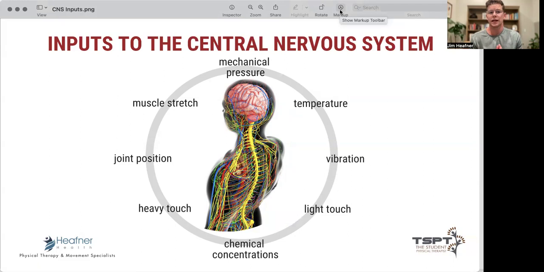So in this video, we're going to chat about different inputs to the central nervous system. Those inputs can be mechanical pressure, muscle stretch, joint position, heavy and light touch, chemical concentrations, vibration, temperature. All of those things are being processed peripherally via our afferent nervous system to then spit out a cortical-driven efferent response. Now, some of that is neocortex, where we think about the response and then we can adapt accordingly.